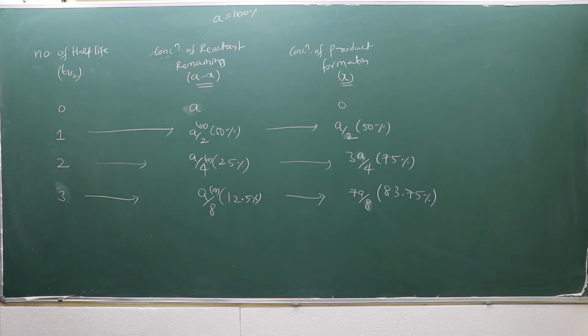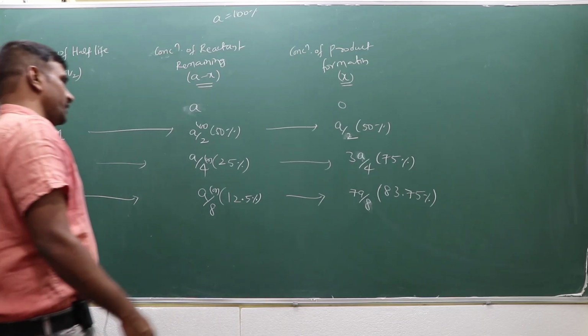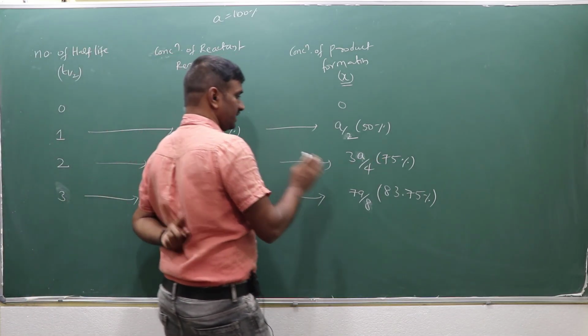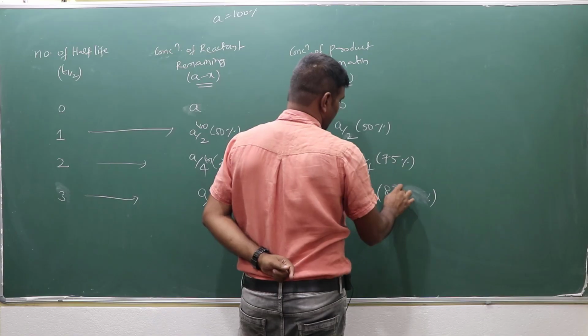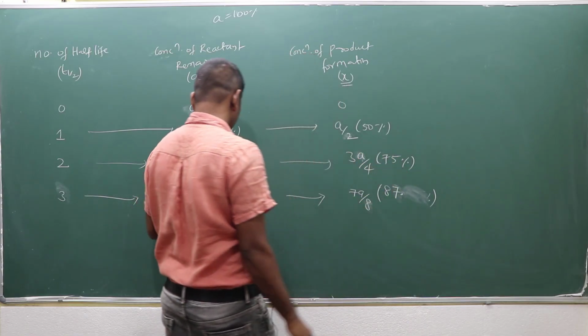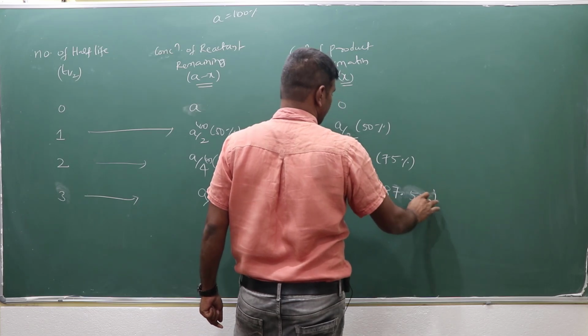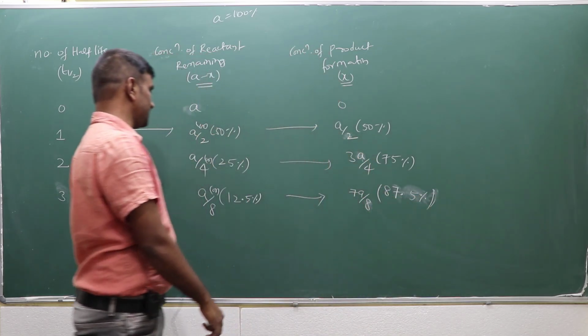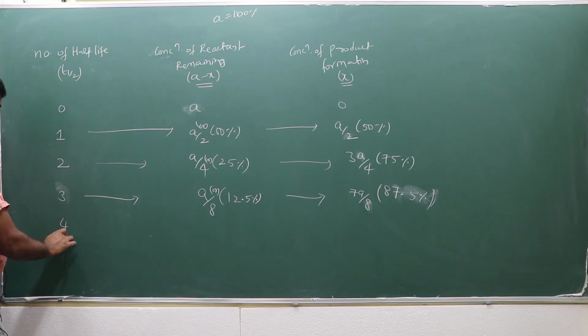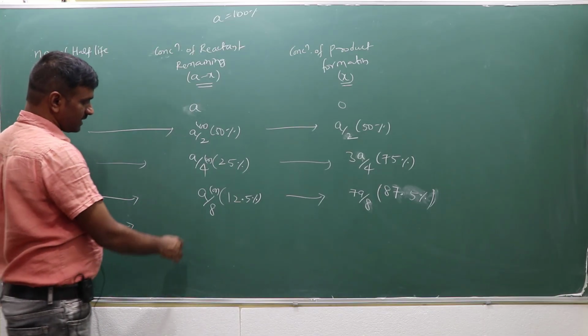Sorry, 12.5% is left. How much? 87.5. So you can add 12, that is 87.5%. If suppose another half-life is there, 4 half-lives are there, how much is left?